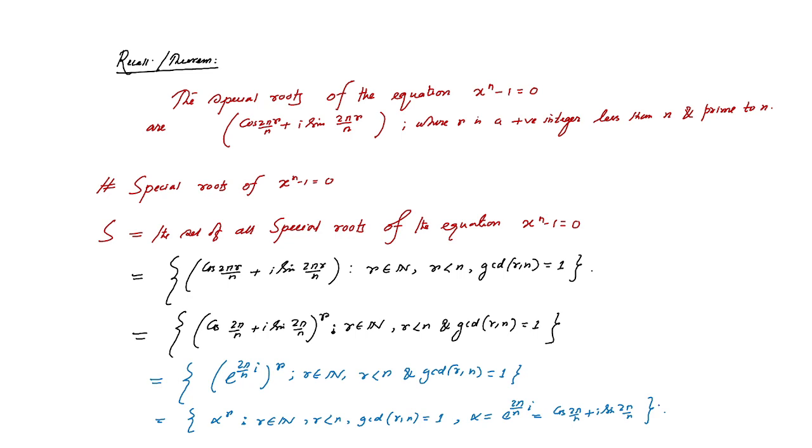Okay, so we are not doing any kind of proof here, but this theorem statement we need to recall. So the special roots of the equation x to the power n minus 1 equals 0 are of the form alpha to the power r, where r is a positive integer less than n and prime to n.